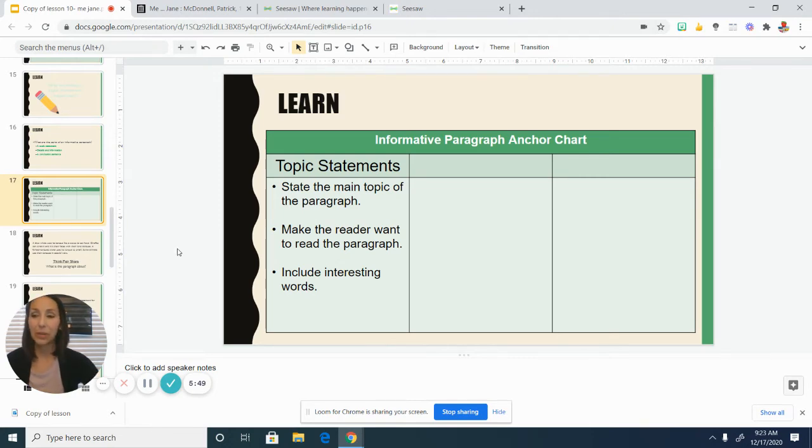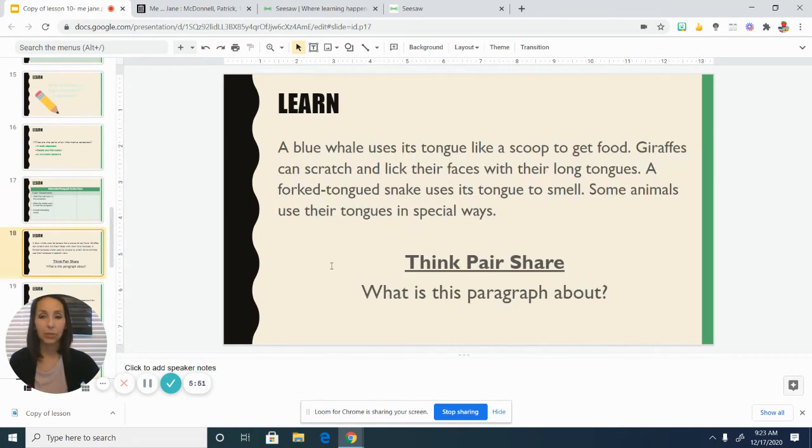Okay. All right. So here is the paragraph. I'm going to read it to you and start just thinking about on your own, what is this paragraph mainly about, or what is it all about? A blue whale uses its tongue like a scoop to get food. Giraffes can scratch and lick their faces with their long tongues. A forked tongue snake uses its tongue to smell. Some animals use their tongues in special ways.